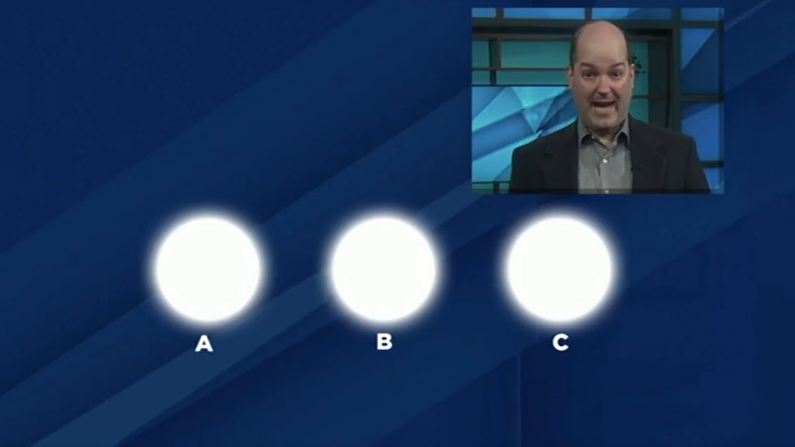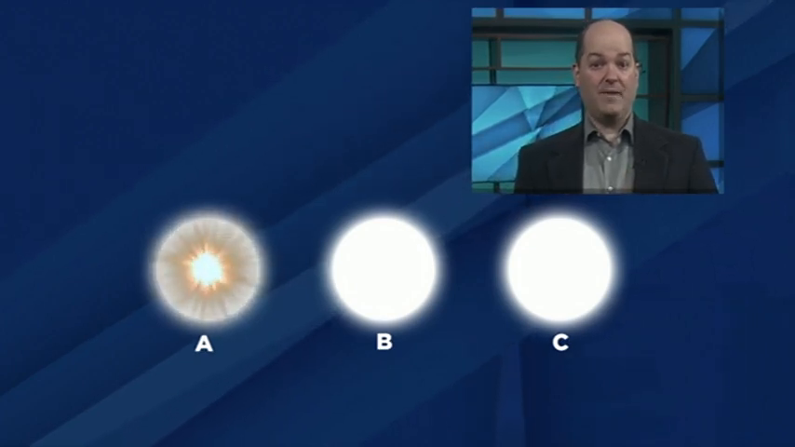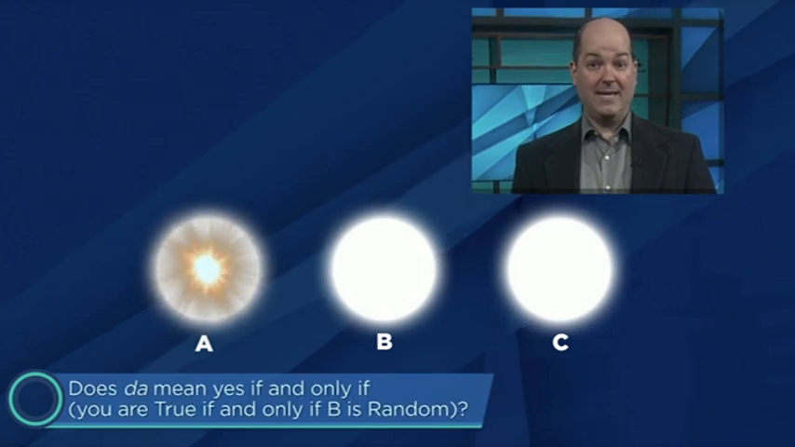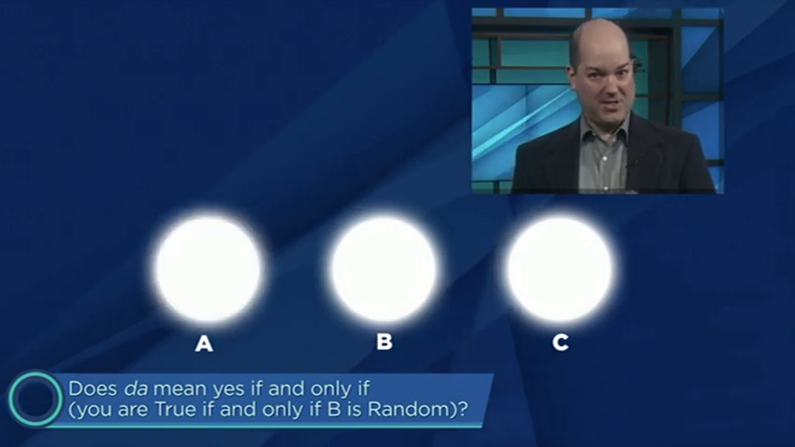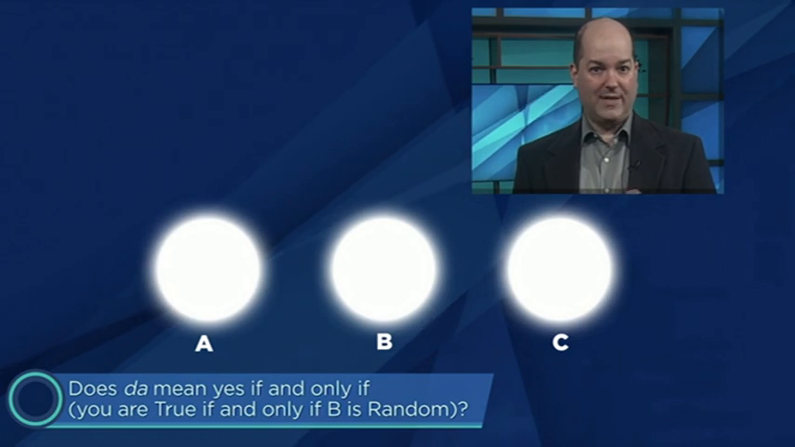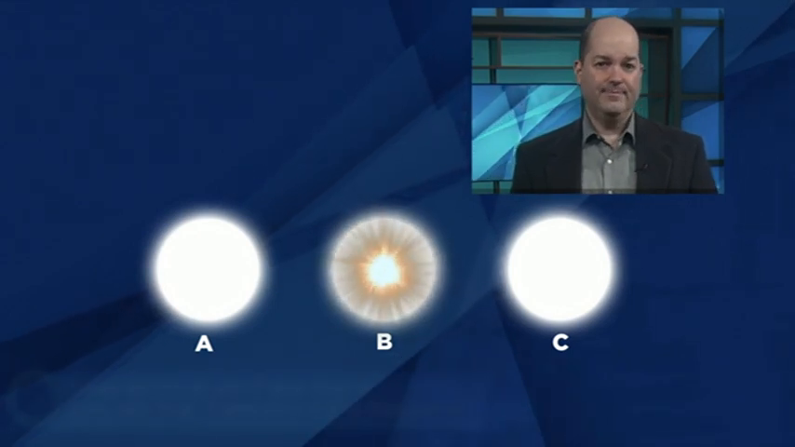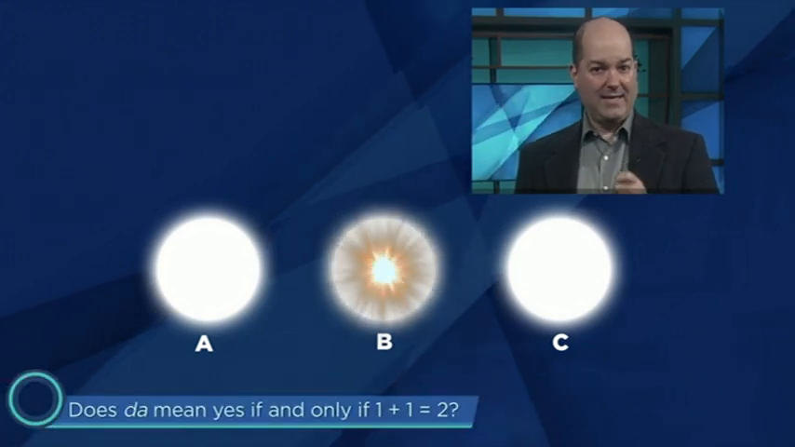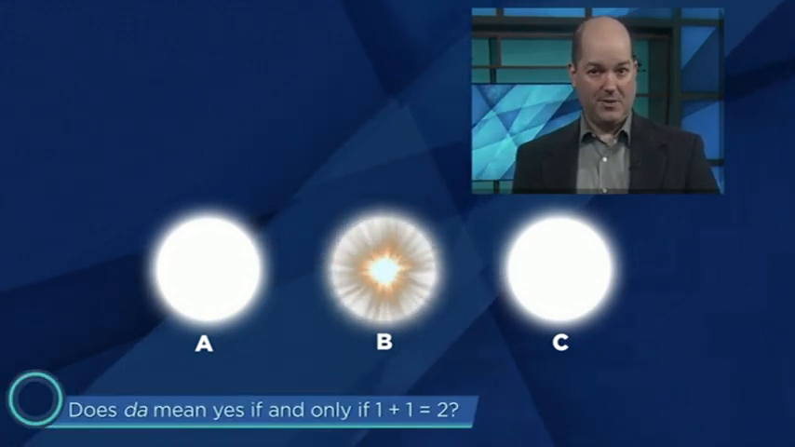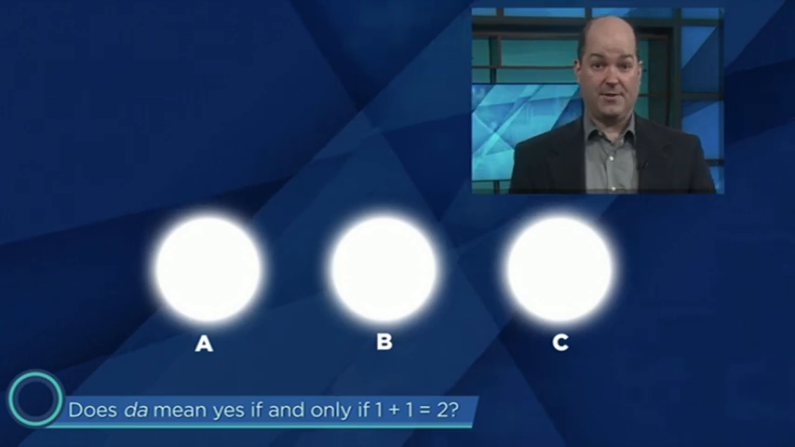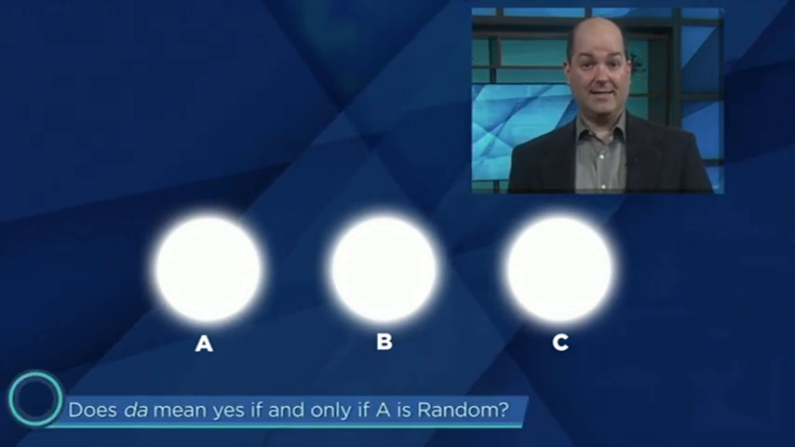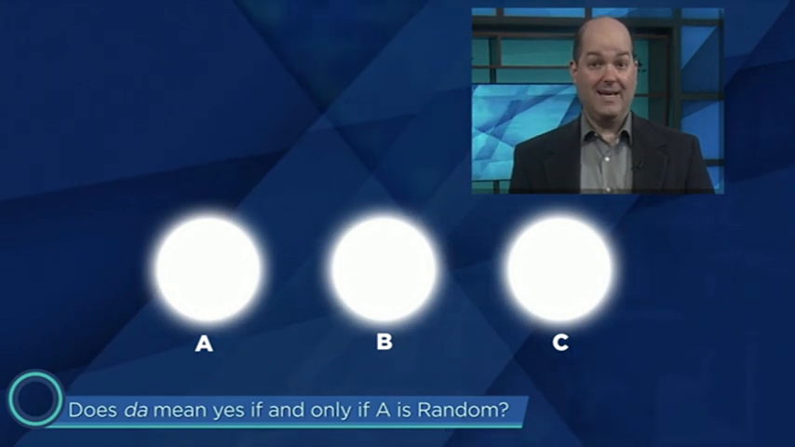Okay, let's take it from the top. Boolos' solution is to start by asking God A, does da mean yes if and only if you are true, if and only if B is random? The answer to this question definitely identifies one of the gods as not random, let's say B. We then ask B, does da mean yes if and only if 1 plus 1 equals 2? This will tell us for certain whether B is true or whether B is false. And then we ask B, does da mean yes if and only if A is random? And then we're done. Whew. You can see why Boolos called this the hardest logic puzzle ever.